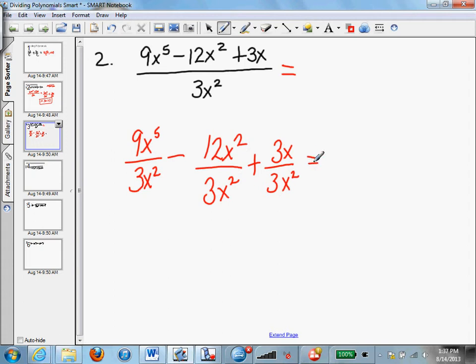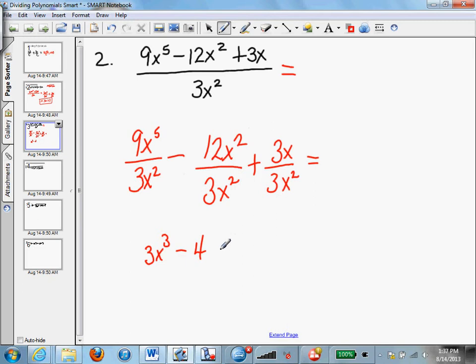So let's go ahead and do our simplification. 9 over 3 is going to leave you with 3. And then we have our x, and now we have our exponents of 5 on top and 2 on the bottom, so we subtract and we get 3. So that's a power of 3, or just cubed. Okay, next we're going to have a subtract, because that's a subtraction over a positive, so we just keep our subtraction. So we have 12 over 3, which is going to leave us with 4. And x squared over x squared is just going to cancel out, leaving you with just the 4.